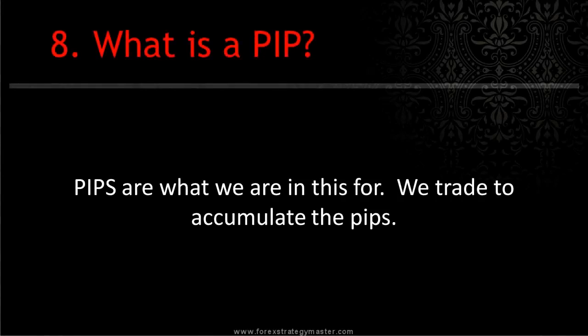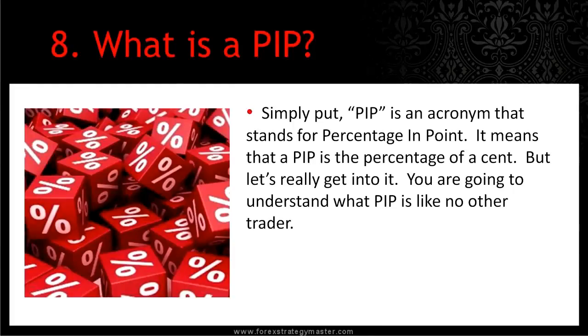What is a pip? Pips are what we're in this for. We trade to accumulate the pips. Simply put, PIP is an acronym that stands for percentage in point. It means that a pip is the percentage of a cent, basically. But let's really get into this. You're going to understand what a pip is like no other trader.